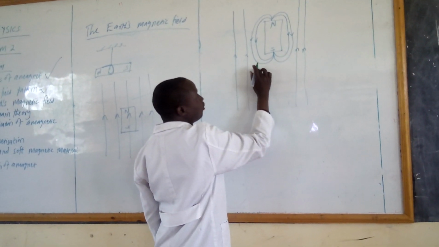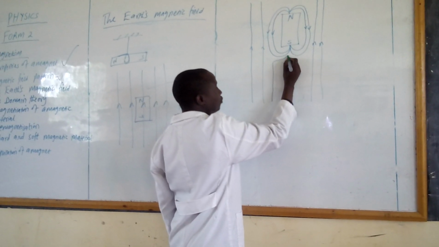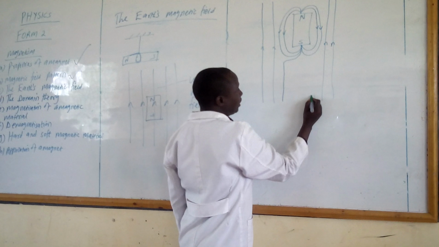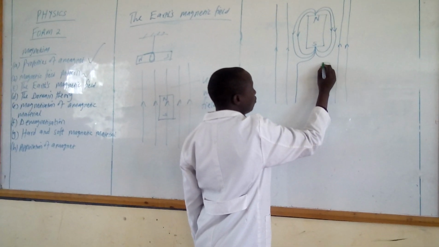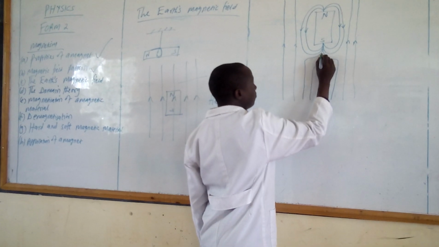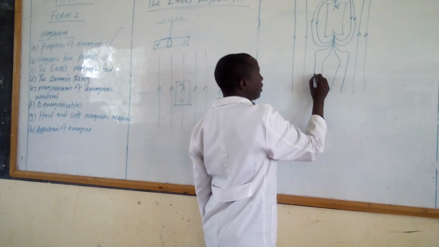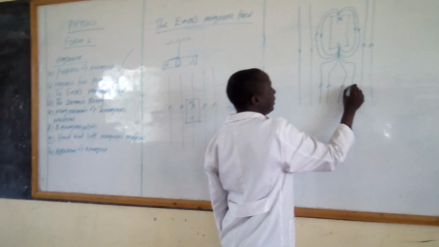When it reaches here, it will be forced to enter into the south pole here. So this one now will be forced to move like this. So this one also will be forced to move inside. This one the same inside. This one also the same inside. So this one now is what is happening here.